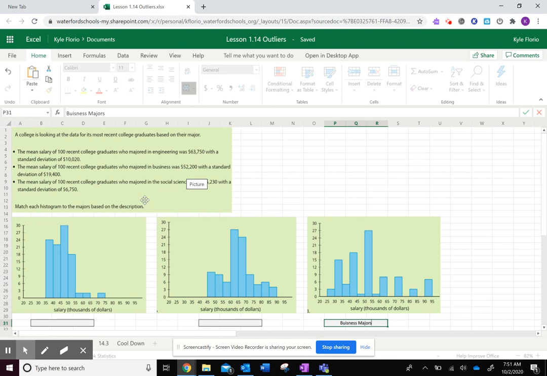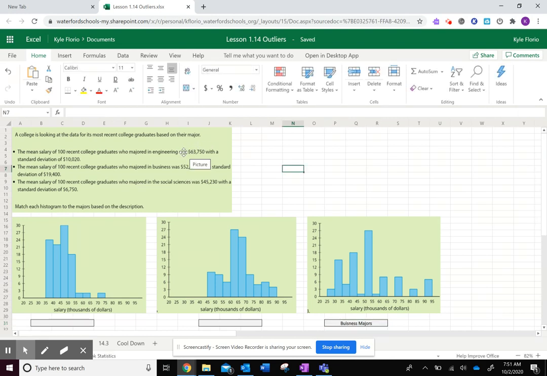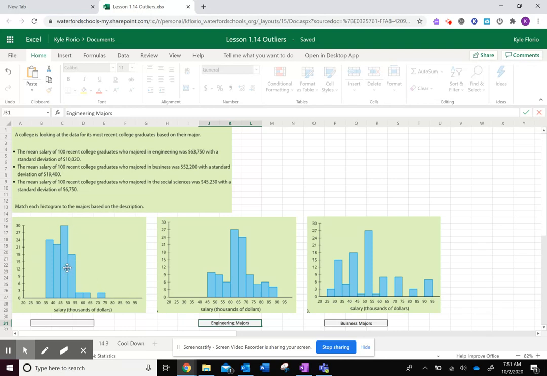So that checks out. The next thing I'm looking at is, between engineering and social sciences, the engineering average is significantly more than the social sciences at 63,000 versus 45,000. So this graph in the middle seems to have a higher average. So I'm going to say this has got to be engineering. And the last one has the smallest average and it has the least spread. All those data points are really close together. So that small standard deviation of 6,750 for social sciences checks out. This has got to be the social sciences. And that's it for the cool down. So move on to the next tab.